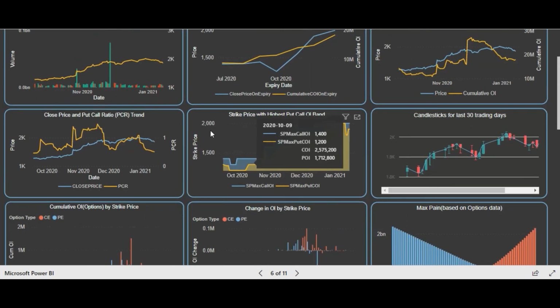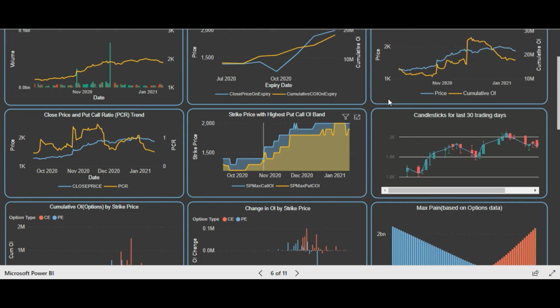So here in this particular graph, the OI band, which we call OI band. In this we are showing only two strike prices where the maximum call writing is done, the blue line, and the maximum put writing is done, the yellow line. So this is the band. Maximum put writing tells you the major support level, maximum call writing tells you the major resistance level.